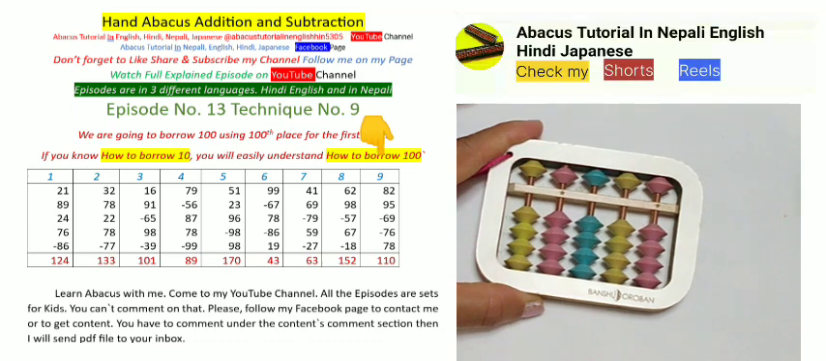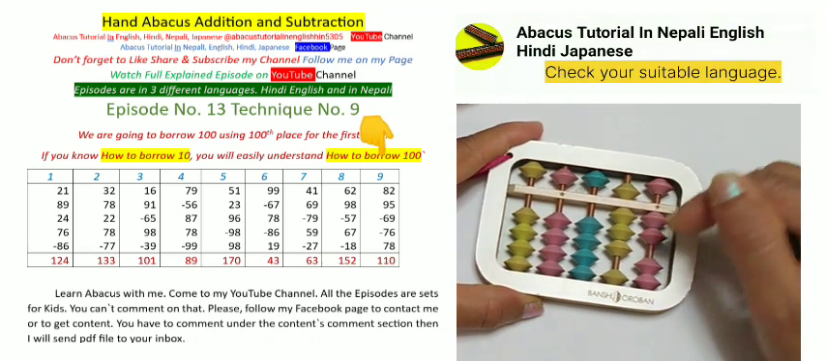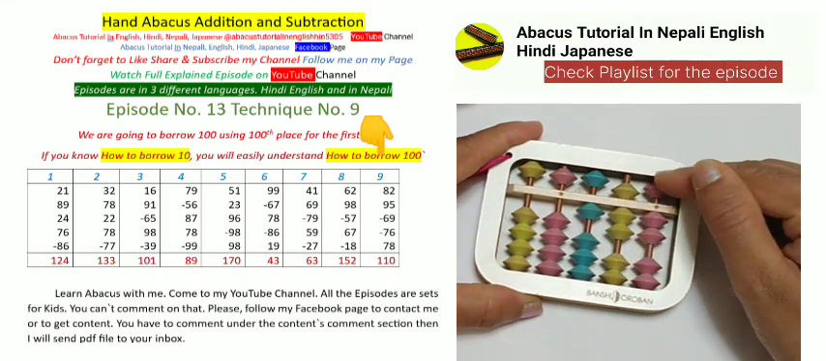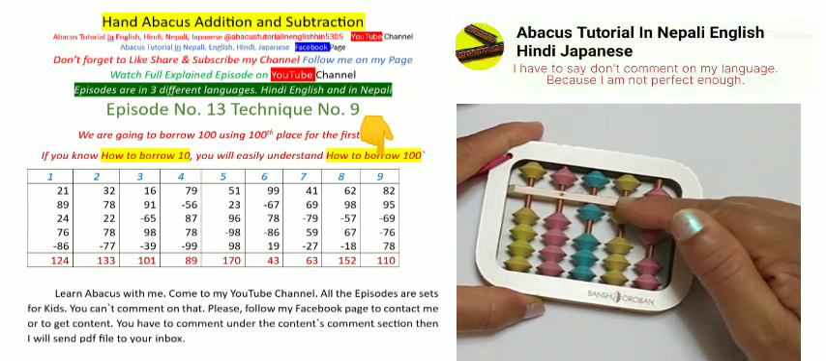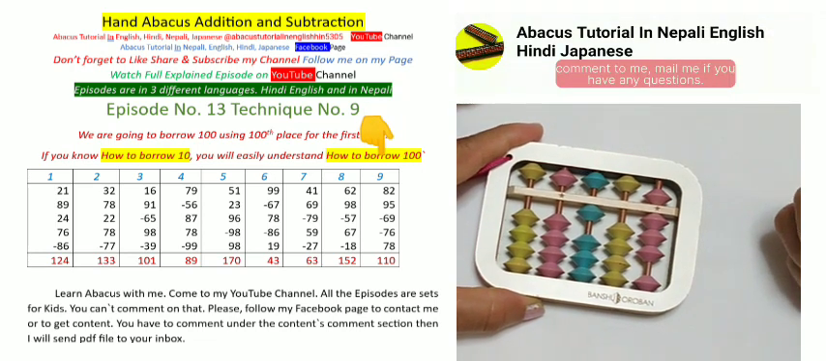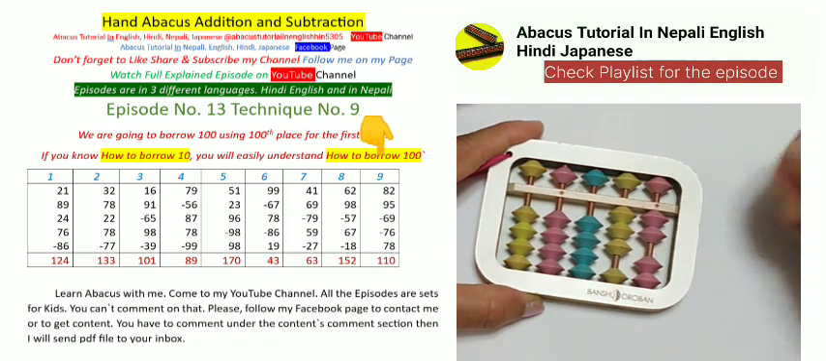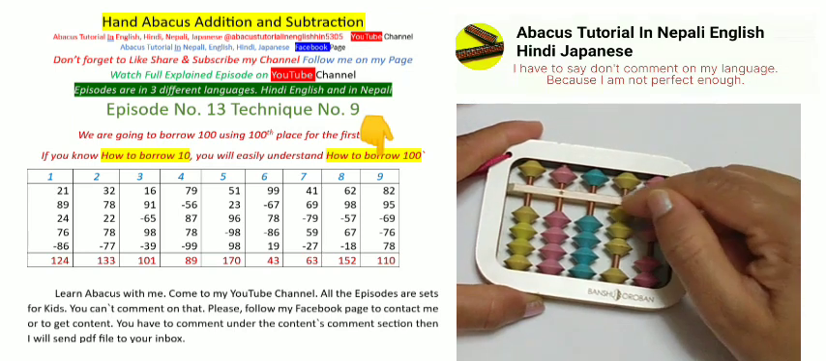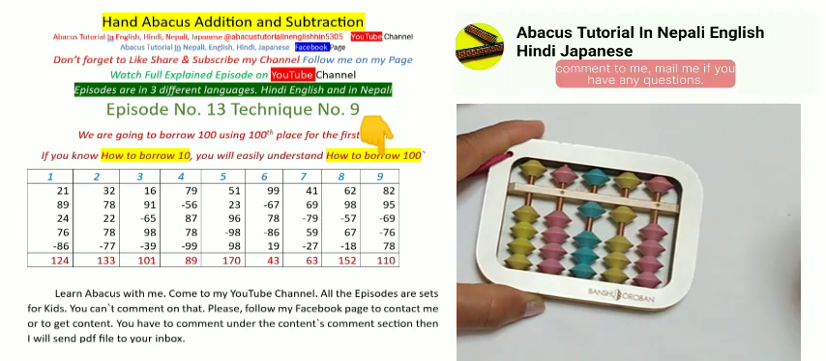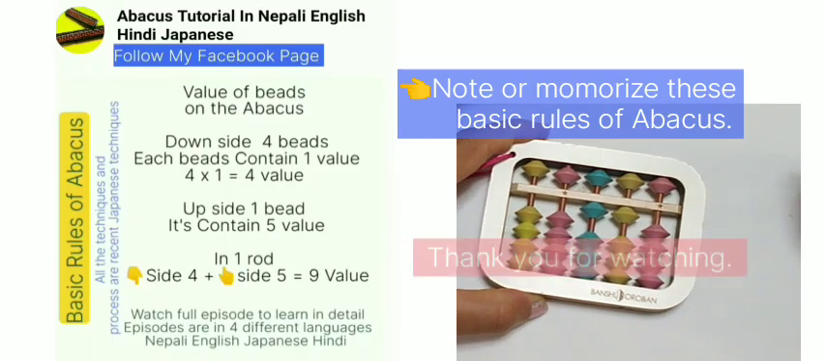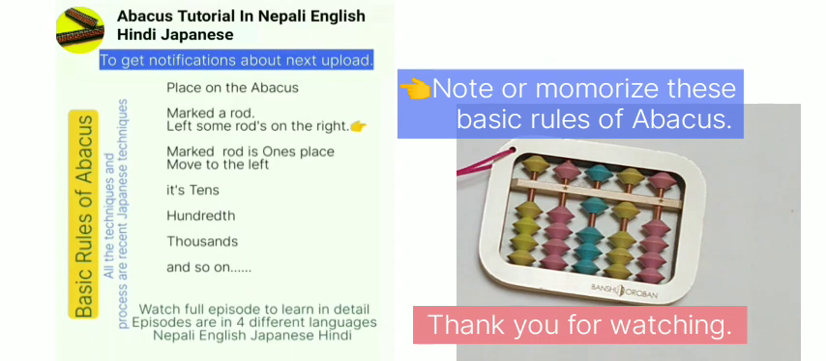Question number 9. 82. Add 95. Reduce 69. Reduce 76. This is 70 and 6. Add 78. This is 70 and this is 8. 110 is your answer.